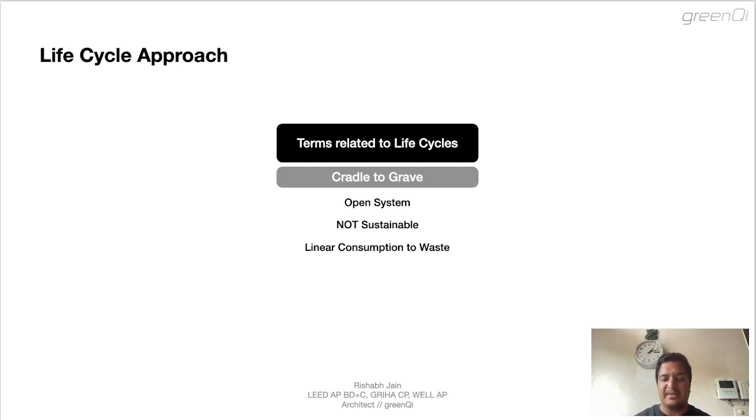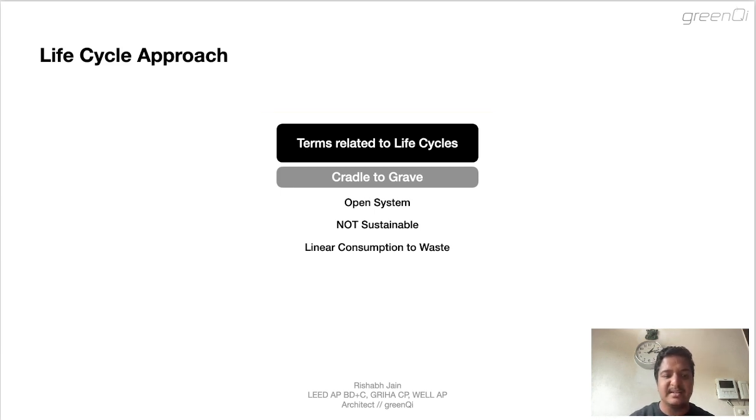Let's say you want to buy a smartphone. A life cycle begins with the extraction of raw materials such as metals and minerals needed to manufacture the smartphone. This includes the mining process, energy consumption, and transportation. So cradle to grave is basically an open system, which means we source material, use it, and then completely dispose of it. So it's just a linear system. That's what open system means, which we will discover further in future videos. Obviously, this system is not sustainable, and it is a linear consumption-to-waste kind of model.